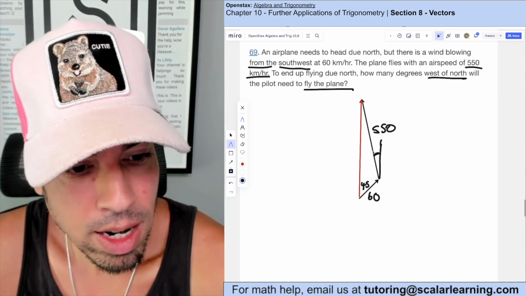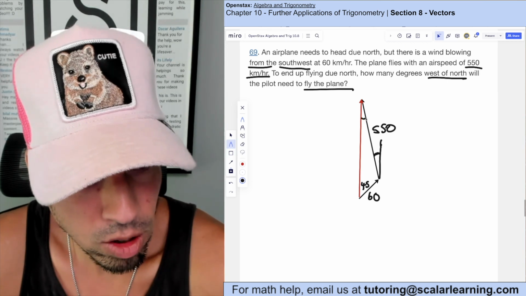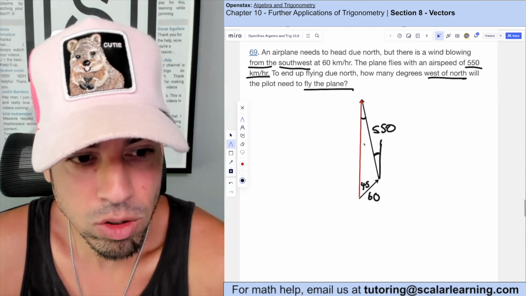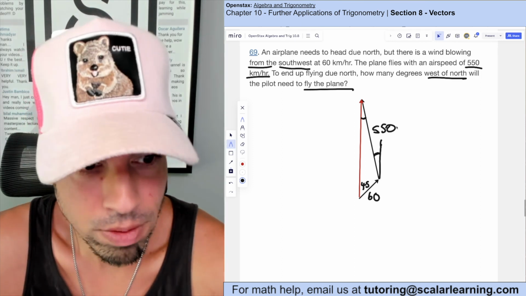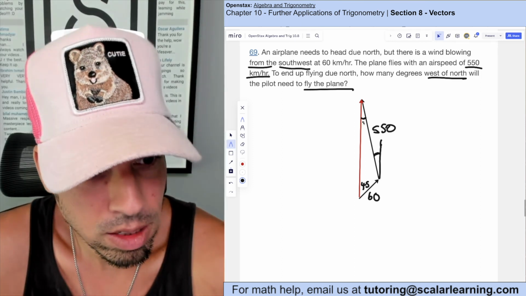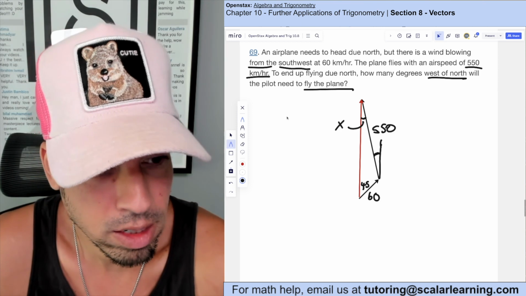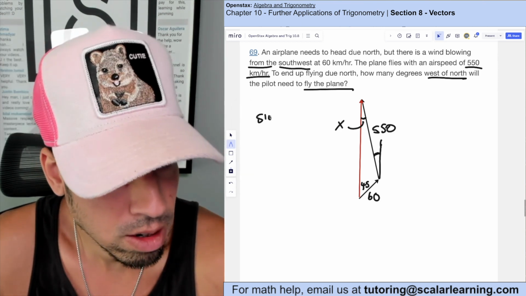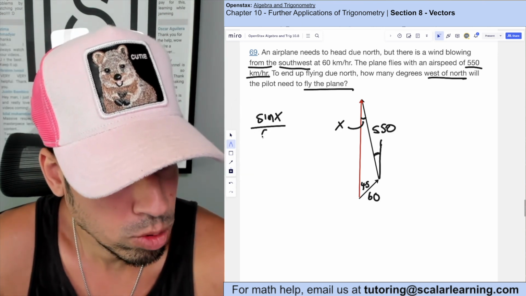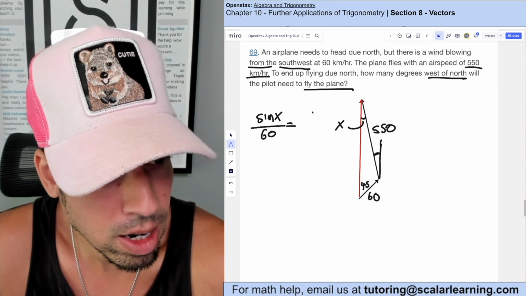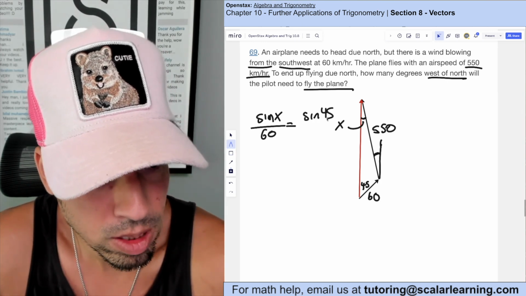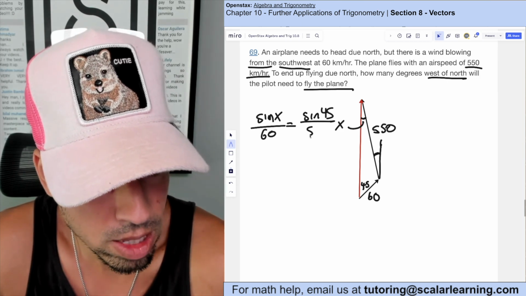And the good thing about that angle is it's the same as this angle, right? They're alternate interior angles. So this is terrific, because I already have enough information to use law of sines. I've got this angle that is unknown. We'll call it x. And I can say sine of x over its opposite side, which is 60, is equal to sine of 45 over its opposite side length, which is 550. Look at that, we got it all set up.